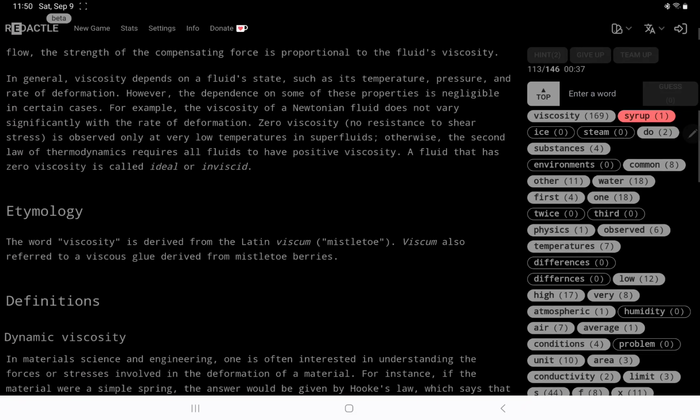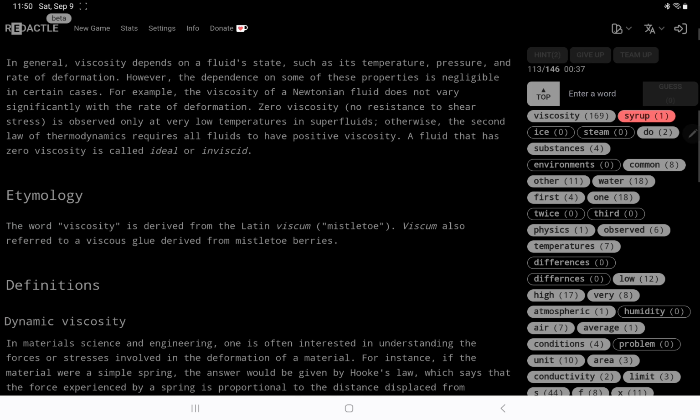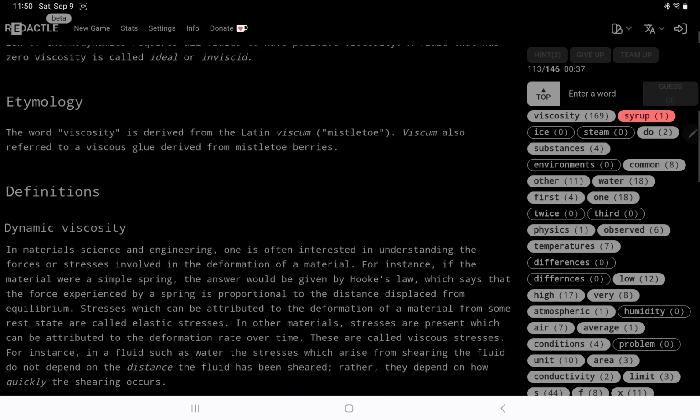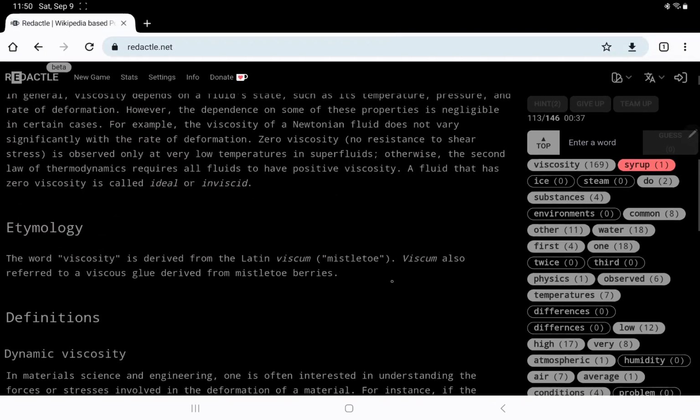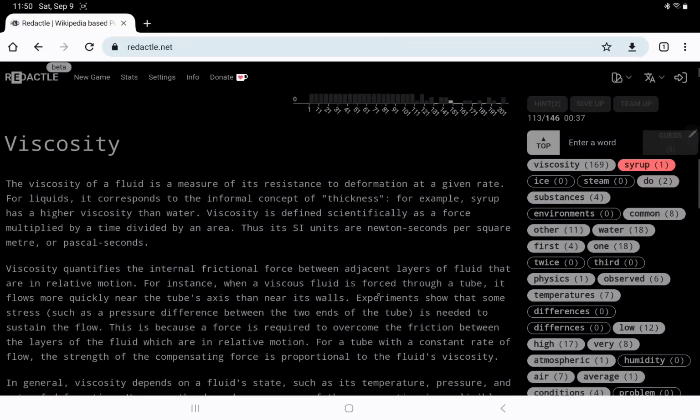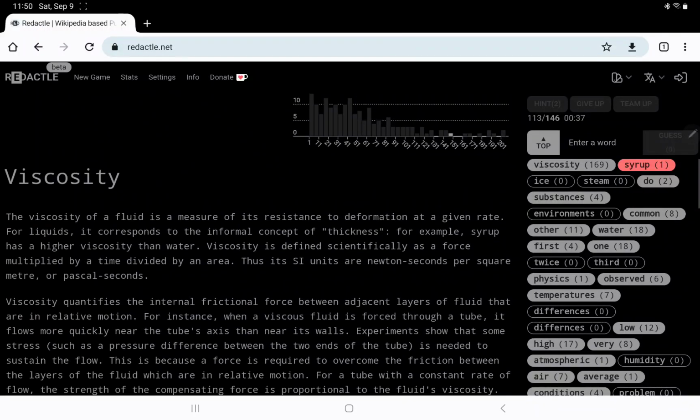Okay. From the Latin viscum for mistletoe. Oh, a viscous glue derived from mistletoe berries. Well, that's a very interesting derivation. I think I may actually even remember this. And Hooke's law was the 5 letter. Okay. All right. Well, I'm disappointed I didn't get it sooner, but I'm really not sure how I could have attacked that any better than using a hint.